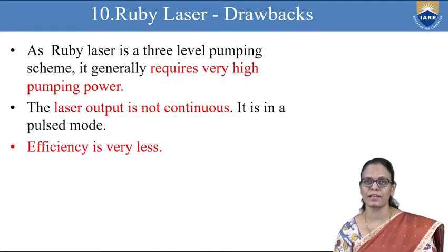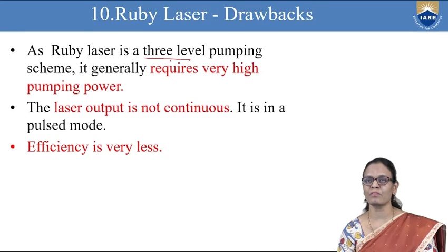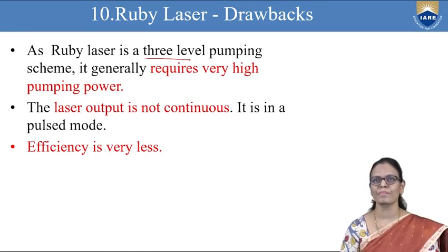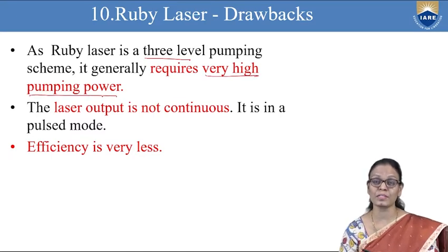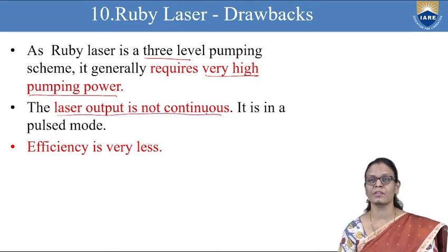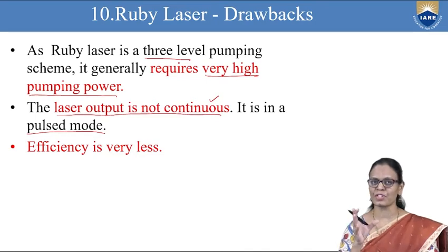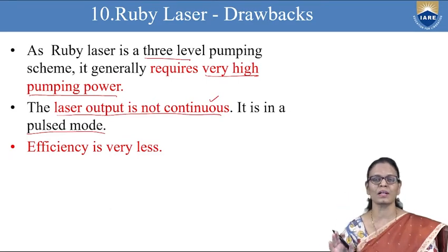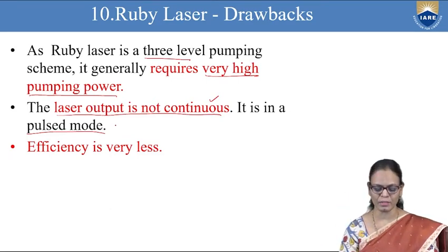What are the disadvantages? Because it is a three-level pumping, which we will discuss in the next few slides, it requires very high pumping power. The laser output is not continuous; it is in a pulsed mode. Why is it not continuous? Because the pump source here is a flash tube. Whenever there are flashes, the atoms in the lower level absorb the energy and go to the higher level, and it is not continuous. So we call it a pulsed mode. The efficiency is also very low.